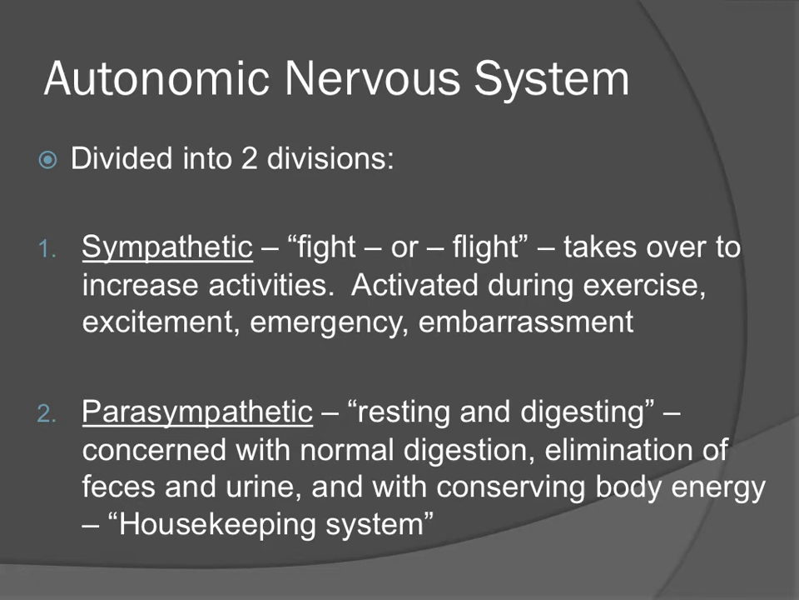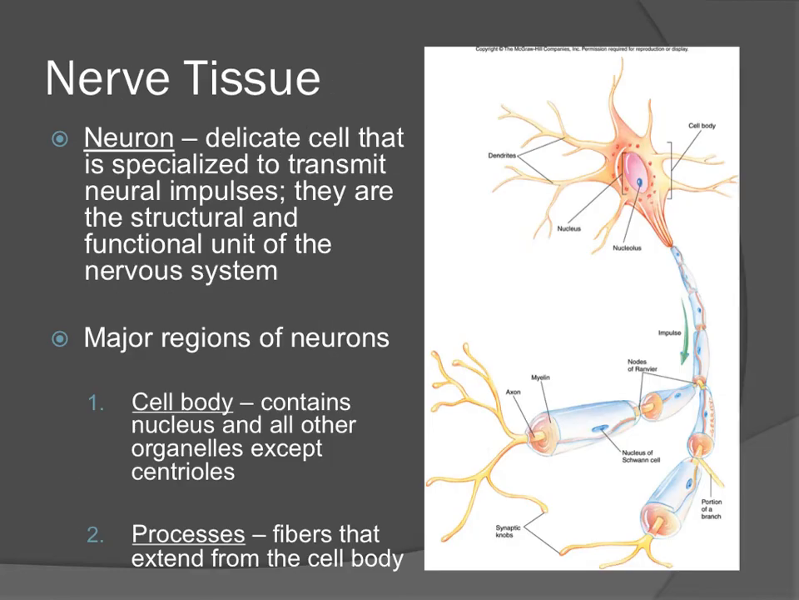Then the parasympathetic is your resting and digesting, concerned with normal digestion, elimination of feces and urine, and with conserving body energy. So this is your housekeeping system. This is responsible for the body's ability to recuperate and return to a balanced state known as homeostasis after pain or stress. So the vagus nerve, known as the cranial nerve 10, when it's active, it slows down the heart rate, dilates blood vessels, and stores energy back. So you're recovering back from going through your fight or flight in your sympathetic nervous system.